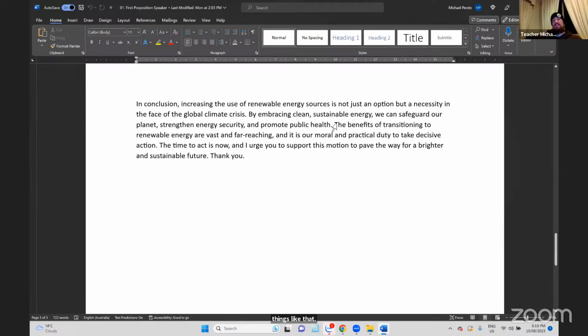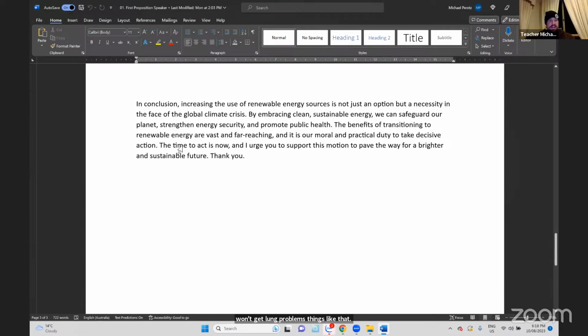So that goes back to our 3rd argument, that renewable energy will emit less greenhouse gases, and it'll protect people's health. We won't get sick, we won't get lung problems, things like that.